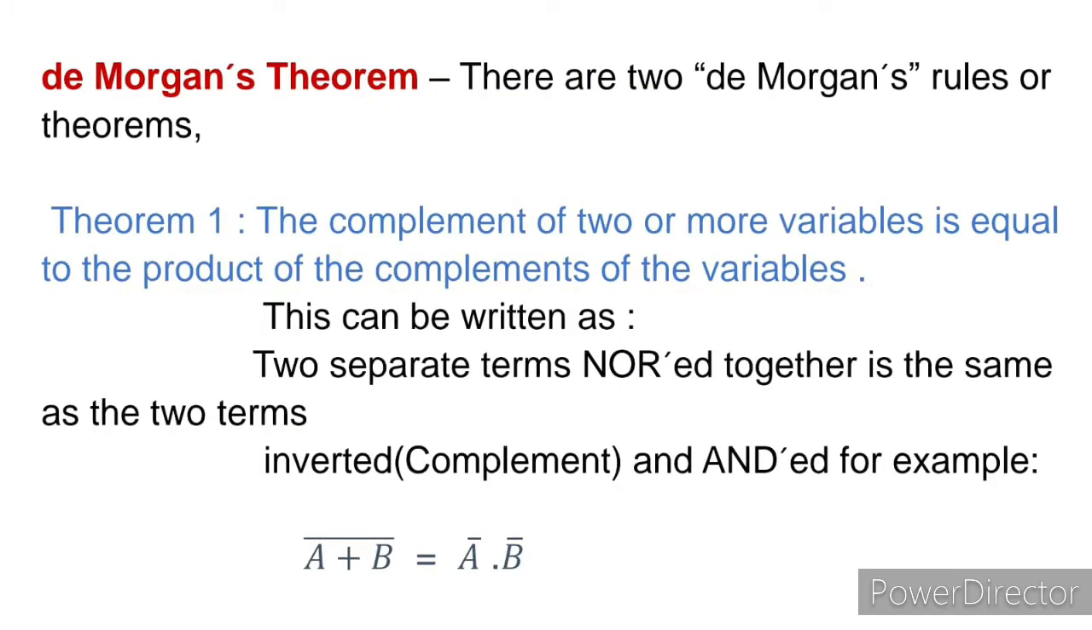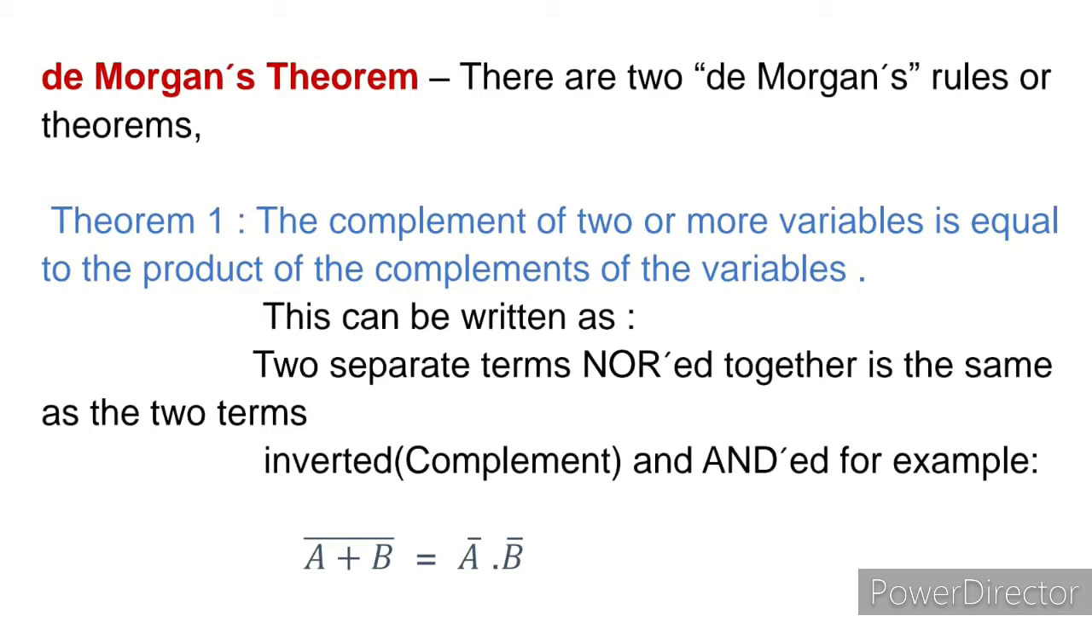Now we have to do De Morgan's theorem. This theorem is very important for semester 2 MSc postgraduate students. This question is normally asked, and it is an application of Boolean algebra. There are two De Morgan's rules, or theorems.